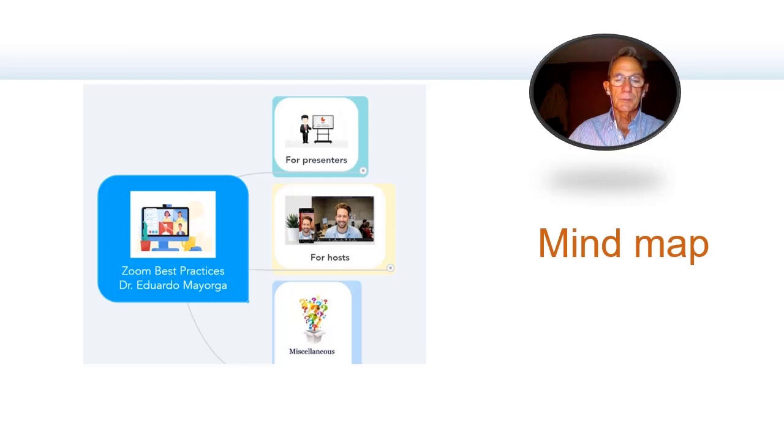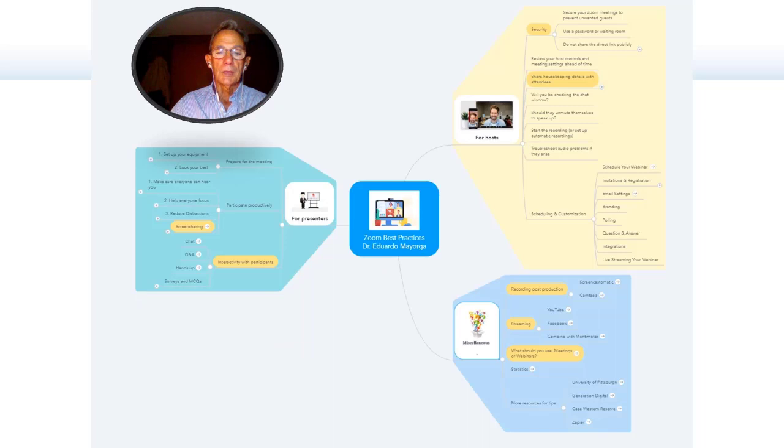So the first thing is the mind map. This I will go into detail later, but basically in this mind map you will find all, or practically all, the information you need to set up a webinar with Zoom. It has three areas, one for presenters, one for hosts, and some miscellaneous recommendations. As you open the branches, more branches are open, and at the end of all the branches you will find links to specific instructions on how to do what appears in the branch.